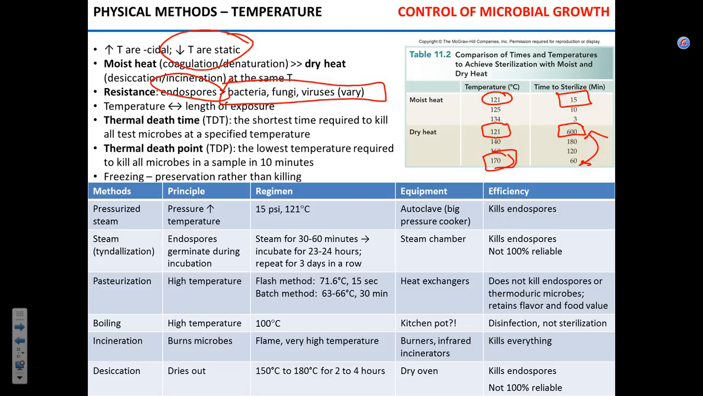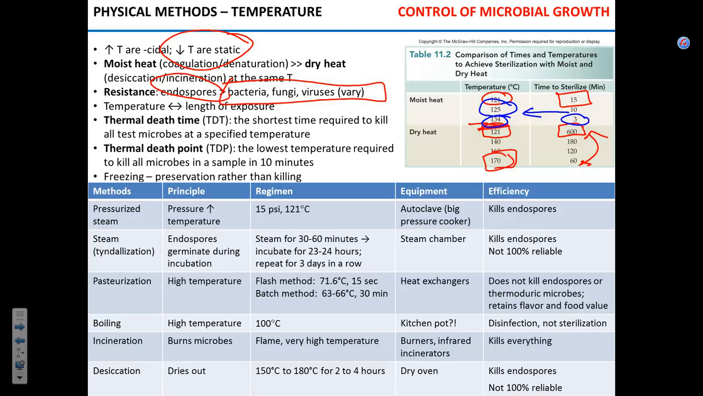How can you characterize? What are the characteristics for each method? Thermal death time. Time at the given temperature that's required to destroy all the microbes. So say for moist heat at 134, the thermal death time is 3 minutes. Does that make sense? Thermal death point is the lowest temperature that you can use to destroy all microbes in 10 minutes. So for moist heat, thermal death point is 125 degrees Celsius.